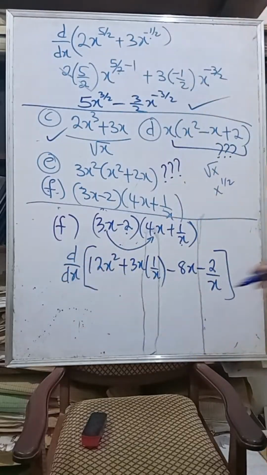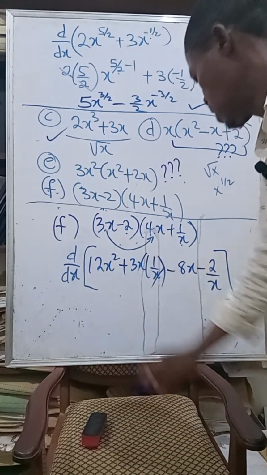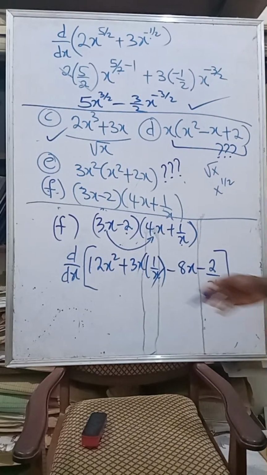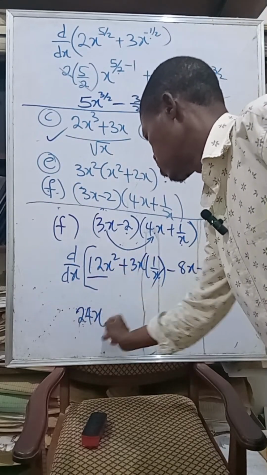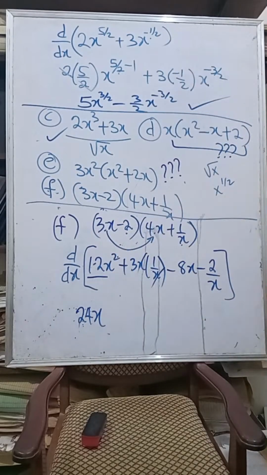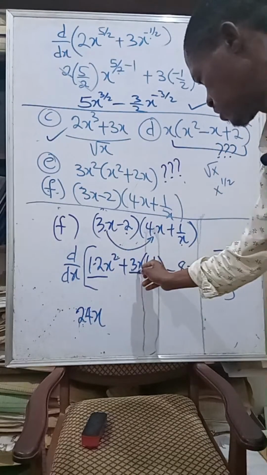So this one we cancel, x we cancel. Then we have, if you differentiate this one, that will be 24x. The power difference and the power minus 1. If you differentiate plus 3, that will be 0.